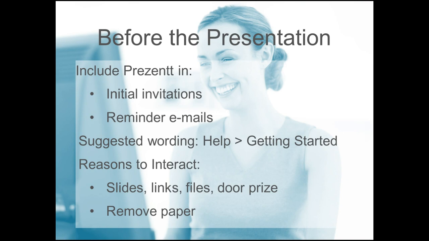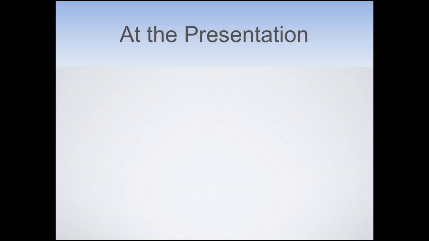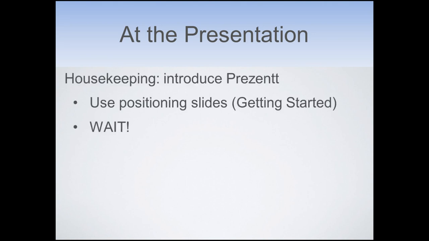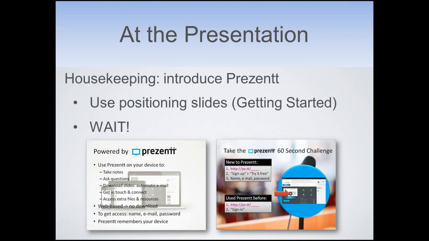The third critical step is to incorporate the 2 Prezentt positioning slides from our Getting Started page and get your chairperson to read out the text that's below the first slide. This becomes just a normal part of the housekeeping for the presentation, and it tells your audience all about Prezentt, why they should use it, and it gives them instructions on what to do to get access. Most people are generally pretty obedient, so they'll do whatever the chairperson tells them to.